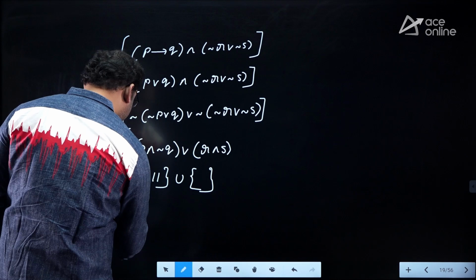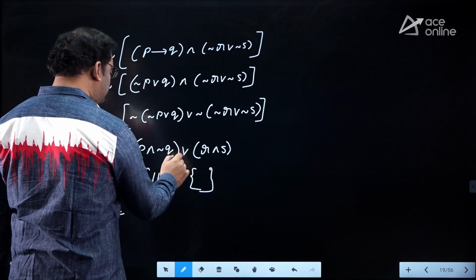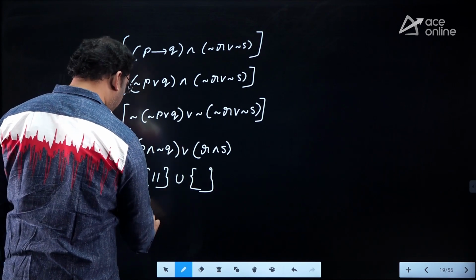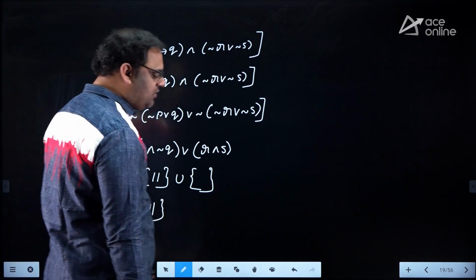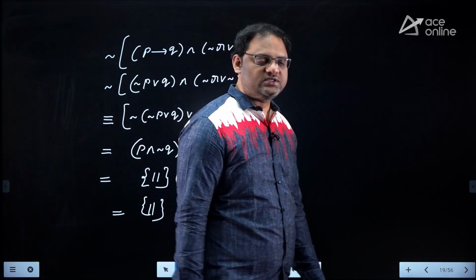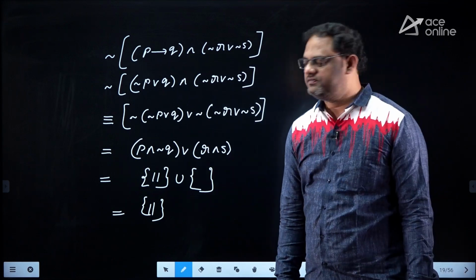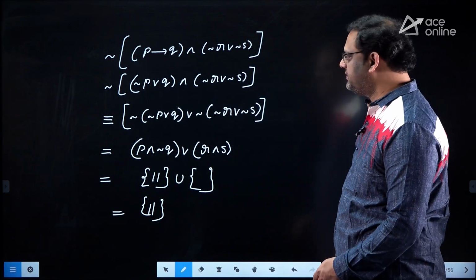So the answer comes to, here I have R symbol, so 11 union nothing, the result is 11. The integer which can satisfy both things comes to the set of 11. 11 is the correct answer, my dear.